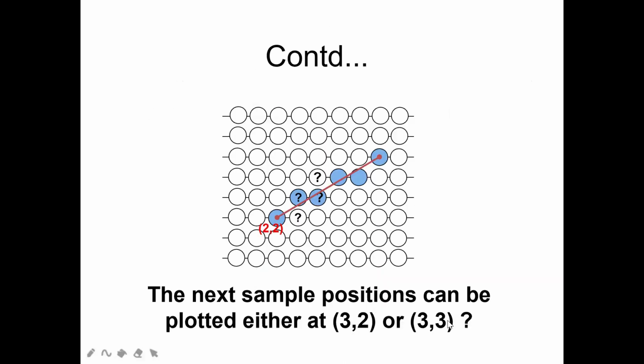Now here you can see the same example. Suppose the starting point is given as (2,2). After applying the algorithm, I have got some sampling positions. Let's take one as (3,2), and one more sampling position I got is (3,3). By using the DDA algorithm, we did not know which one should be chosen, right?